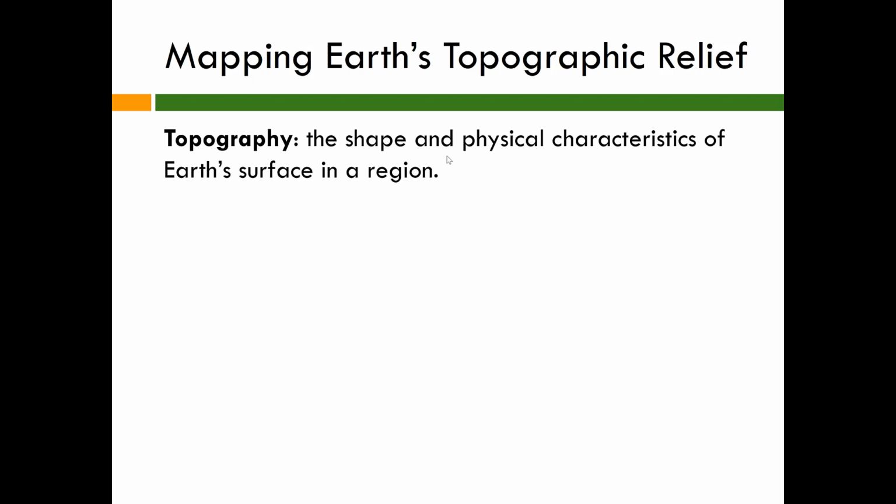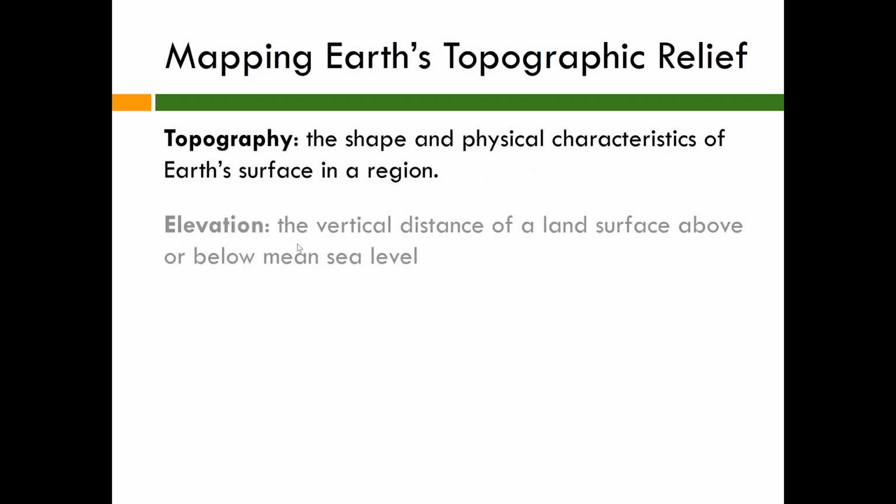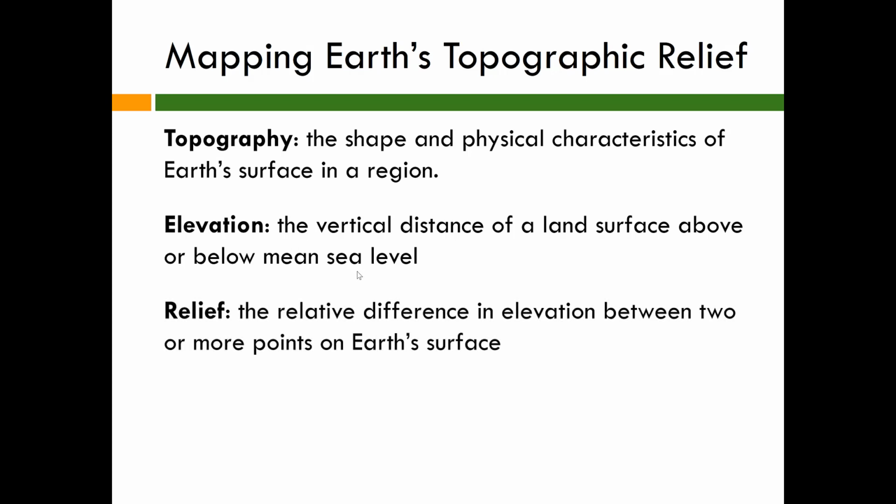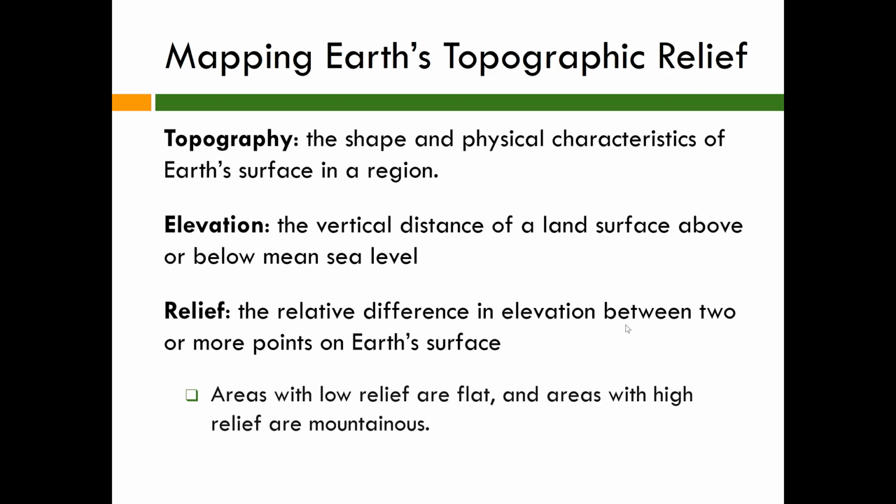Topography is the shape and physical characteristics of the Earth's surface. Elevation is the vertical distance measured from mean sea level. Then relief is the difference in elevation, the vertical distance between two or more points on the Earth's surface. So areas with low relief, we call them flat. Areas with high relief, we call them mountains.